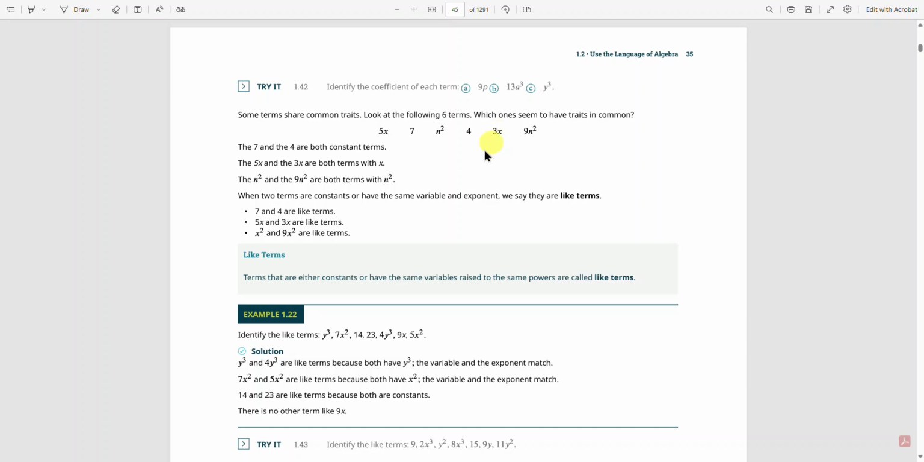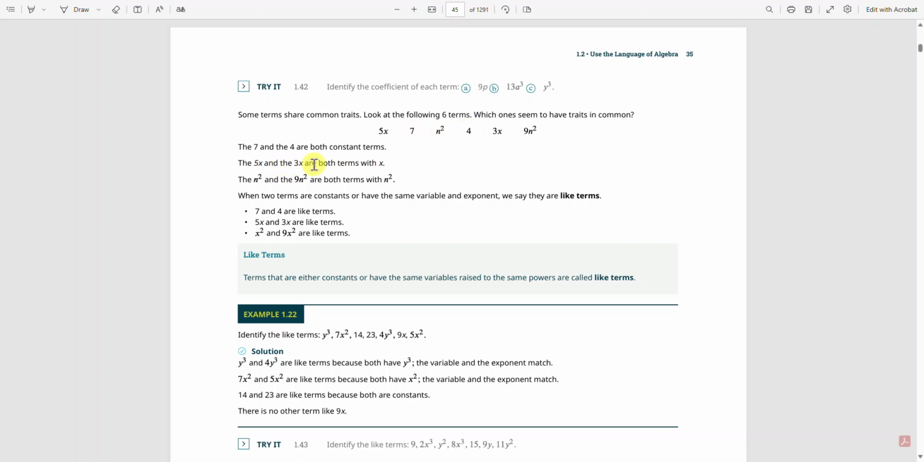So they're similar. Here also we have n squared, and then here we have 9 times n squared. So we have the coefficient 9 multiplied by n squared, and here we have n squared, which is really 1 times n squared. And then we've got 2 constants, 7 and 4. So we can see some similarities between 5x and 3x, between n squared and 9n squared, and between 7 and 4. Our lesson says 7 and 4 are both constant terms. And we said that when we looked at it. 7 and 4 are constants.